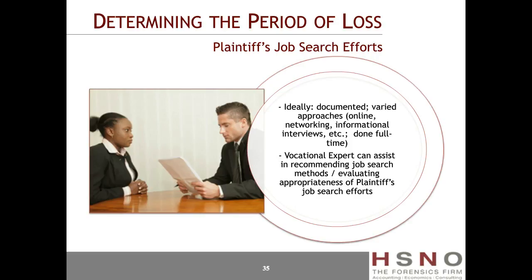Okay? A vocational expert can assist you in recommending job search methods or evaluating the appropriateness of the plaintiff's job search efforts if the defendant is asserting that they're not doing enough to find alternative work. A vocational expert can also be hired by the defense to point out that the plaintiff didn't do a good job of trying to mitigate their losses.